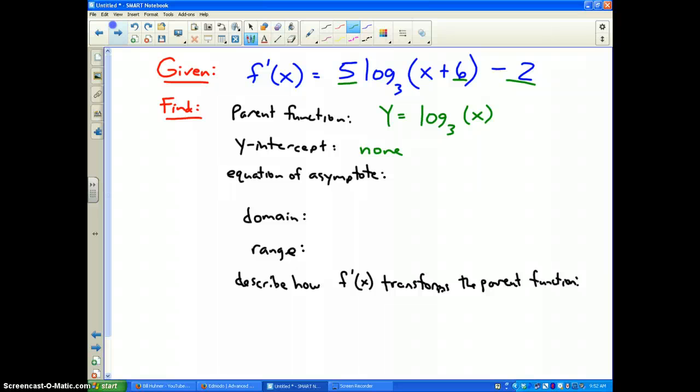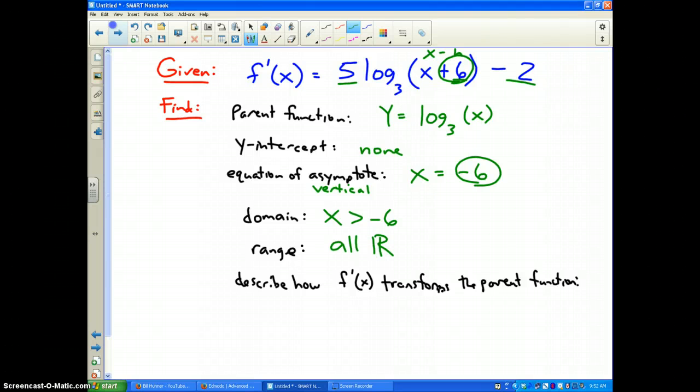The equation of the asymptote is the line x equals negative 6. Because this is in the form x minus h. That number, the h value, is negative 6. That would be the equation of your vertical asymptote. The domain: x is greater than negative 6. The range, as always with log functions, is all real numbers.